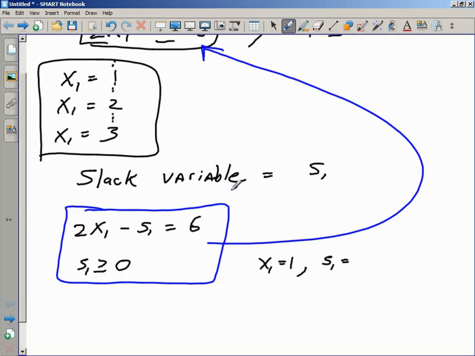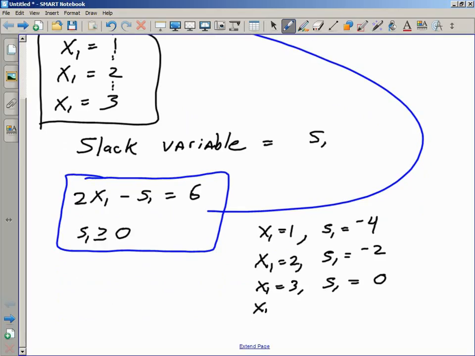All right, now what happens if x1 is equal to 2? What does s1 have to be equal to? -2. Now if x1 is equal to 3, what does s1 have to be equal to? All right. Now, if x1 is equal to 4, what does s1 have to be equal to? 2. All right. Now here's your problem. s1 is equal to 2, right?